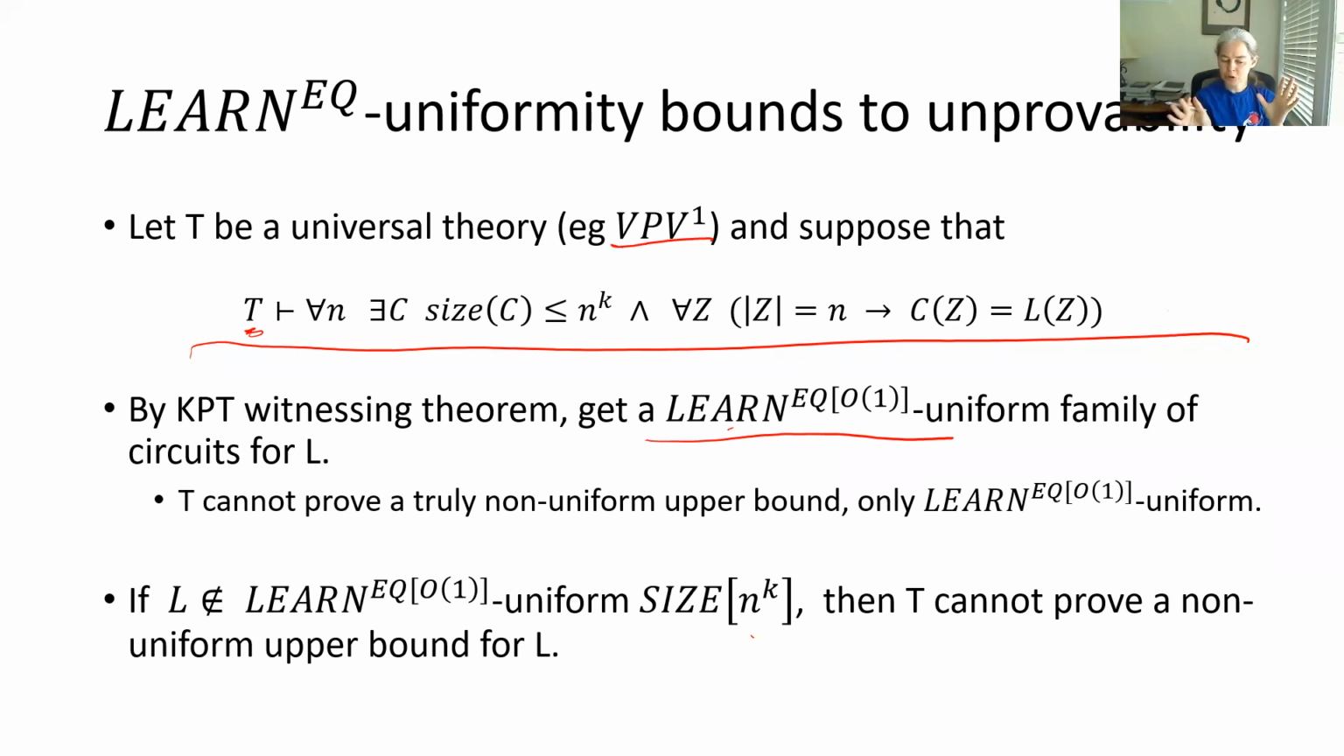So, for example, going back to PV, suppose that PV proves a circuit upper bound, that everything in polynomial time is computable by circuits of size n cubed. By witnessing theorem, we know that it cannot just say circuits come out from nowhere. Those circuits have to be LEARNEQ-uniform constructible. But wait a minute, we now got LEARNEQ-uniform lower bounds. So even if this statement is true for an arbitrary, very non-constructive family of circuits, it's not provable in PV.